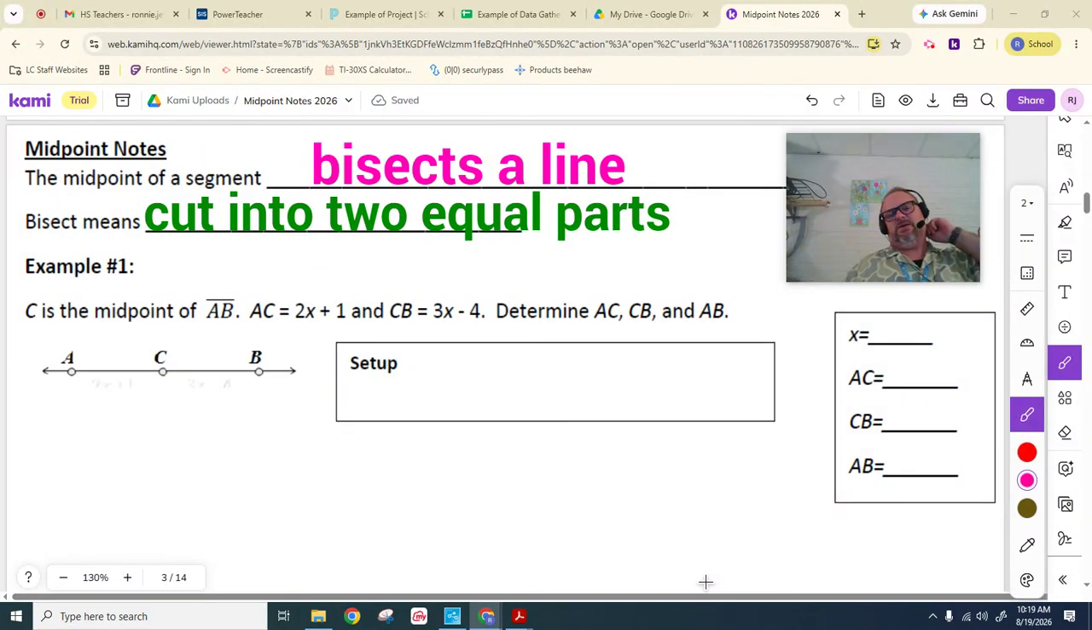So, today we're going over midpoint formulas and midpoints, okay? So, a midpoint of a segment bisects a line, okay?